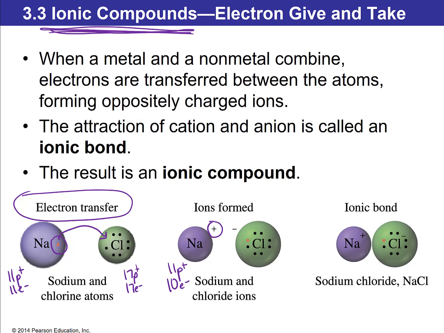If you gain a negative electron, then you're going to become more negative because you're going to have more electrons than protons, which is what happens to the chlorine. So chlorine now has 17 protons and 18 electrons. So that is why you see the chlorine written with the negative charge.